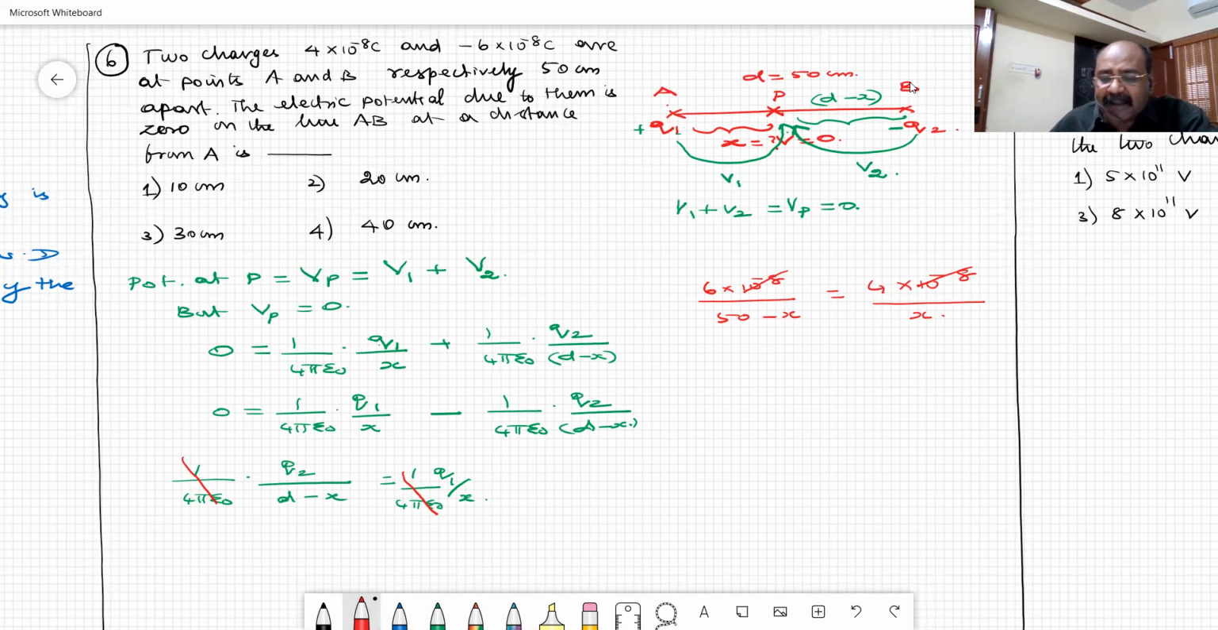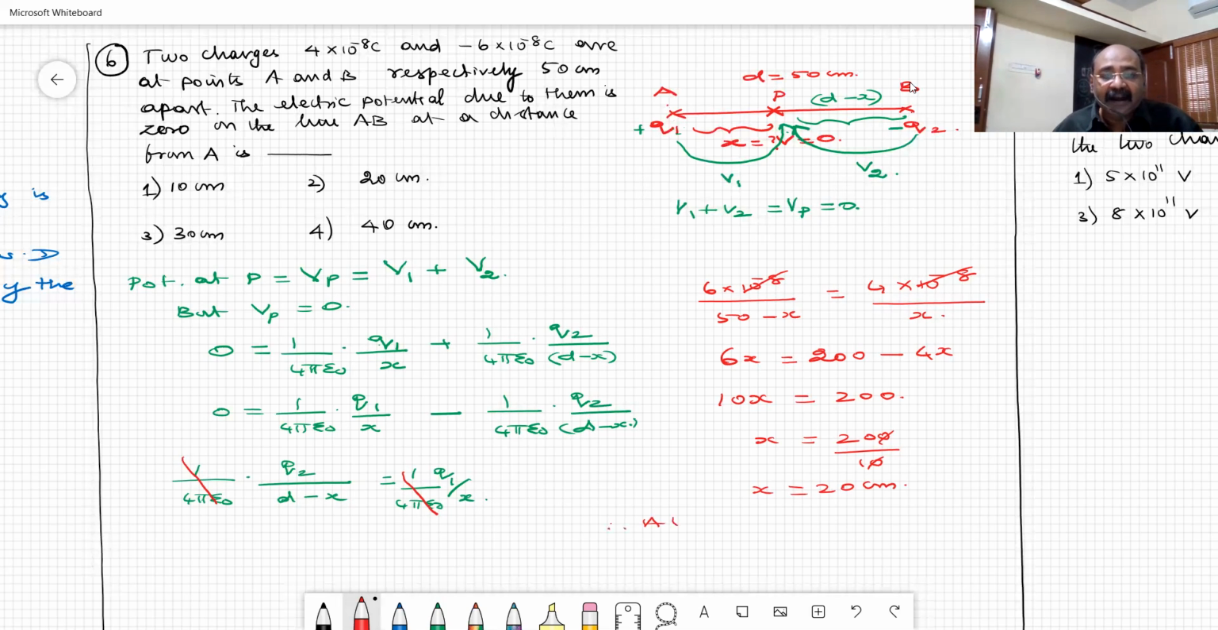Make a cross multiplication. You will get 6x is equal to, when you are multiplying, 200 minus 4x. Take this 4x to the right side. You will get 10x. 10x is equal to 200. Or I can write x is equal to 200 divided by 10. So the value of x is equal to 20 centimeter.